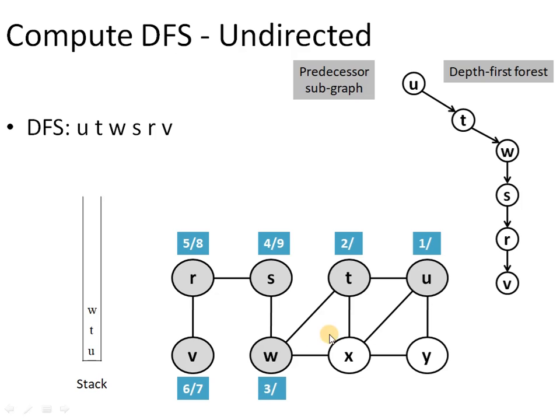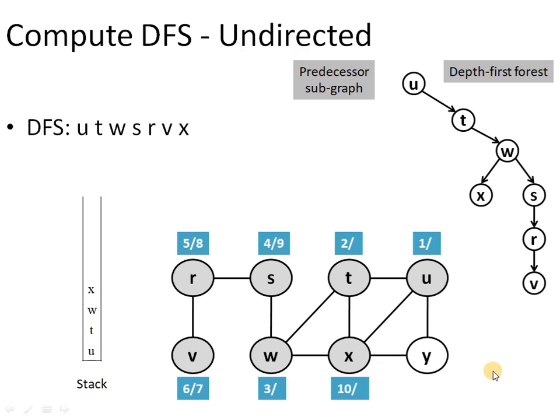We have to first discover X now. So this timestamp 9 will be updated to 10 and then we will discover X at a timestamp of 10. We have discovered X. So X has to be added to the DFS sequence. X has to be pushed onto the stack and we have visited X via W. So X will be added as a child of W.